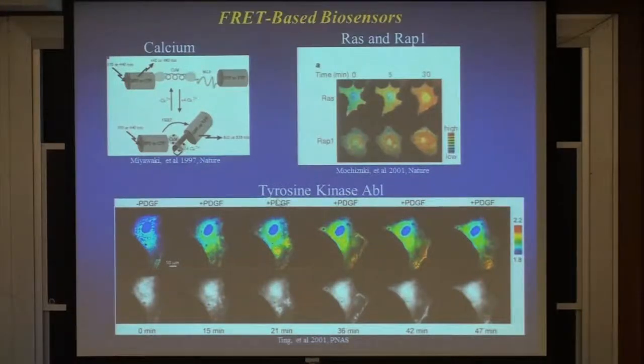And another example is tyrosine kinase ABL, which is a crucial molecule for cancer development. As you can see, using the tyrosine kinase ABL biosensor based on FRET, you can visualize that the ABL kinase is specifically activated at the membrane microdomains, like membrane ruffles. You can see the high FRET hot zones are specifically localized at these membrane ruffle regions. It's not global everywhere. Okay?